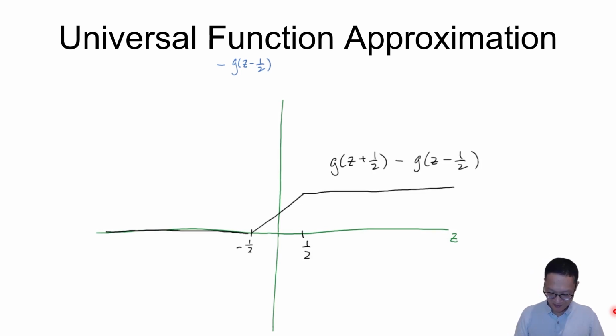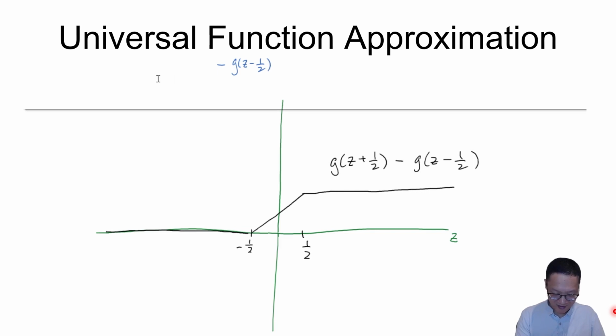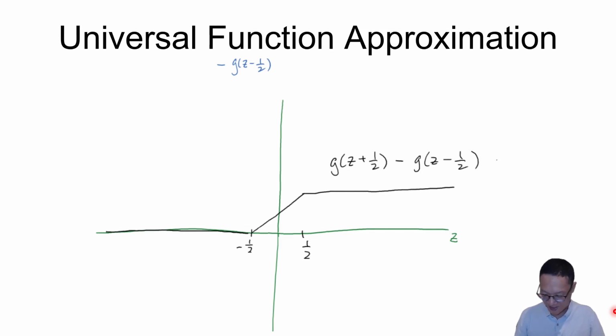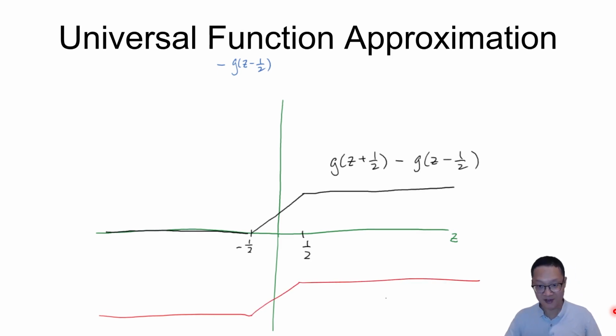So what we can do is take this function and add a constant. If we add a constant at the end, we'll be shifting the function up and down. For example, we could shift it down and then it will look like this. So this function is going to be G of Z plus 1/2 minus G of Z minus 1/2 plus some constant a. In this case, the constant a is negative.